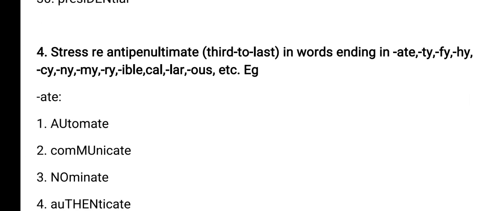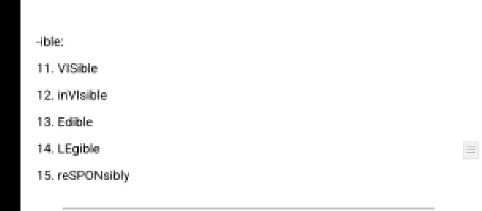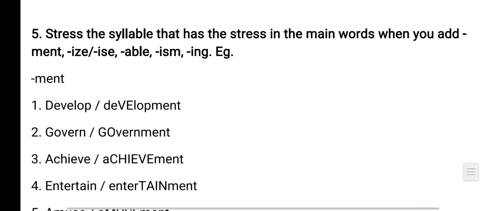Third to last syllable. ATE, TY, FY, CY, NY, MY, ROY, IBLE, CAL, LAR, OUS. All of them have stress on the third to last syllable. Anyone you can use to sing any song. Maybe using it to sing will make you remember. But let's continue though. Let's look at the fifth rule.